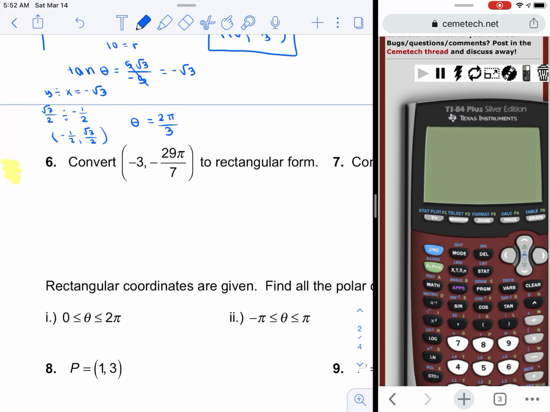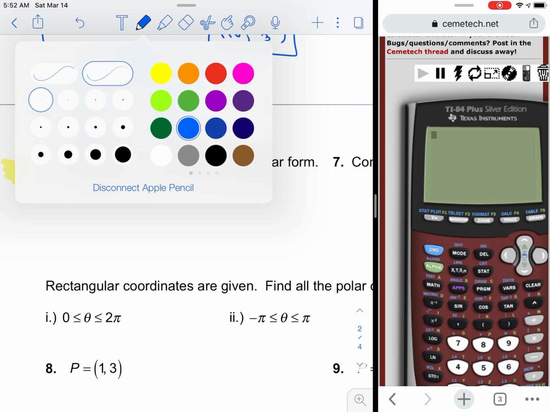Final question, number 6, is to convert now from polar form to rectangular.